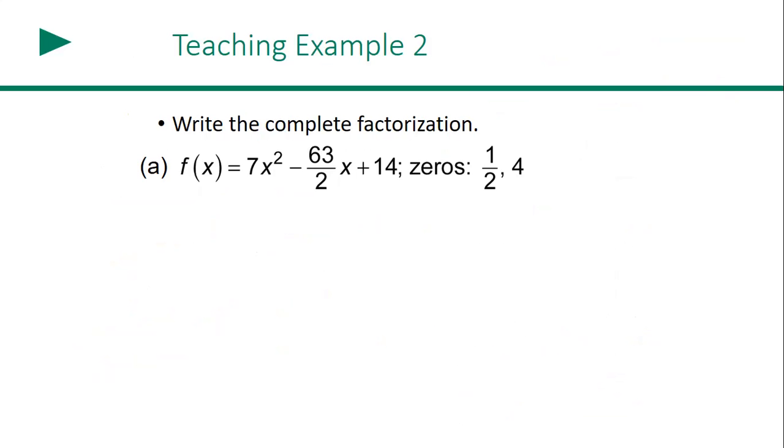All right, another type of question that comes from this is write the complete factorization. So when it's asking you to write the complete factorization of this, it's wanting you to put it in factored form given what your zeros are. So here, the first thing you want to do is probably, would you want to multiply by 2 or would you want to divide out the 7? We would divide out the 7 just to make it easier.